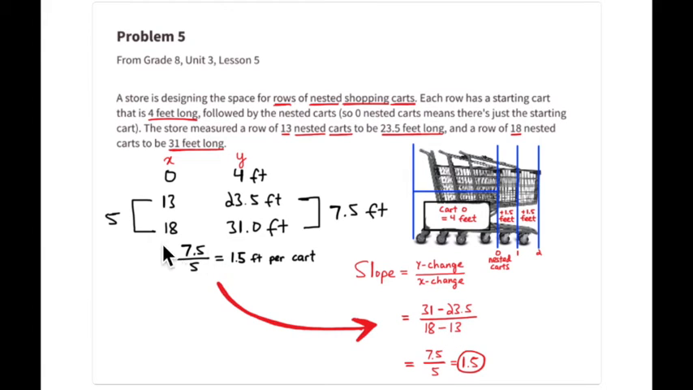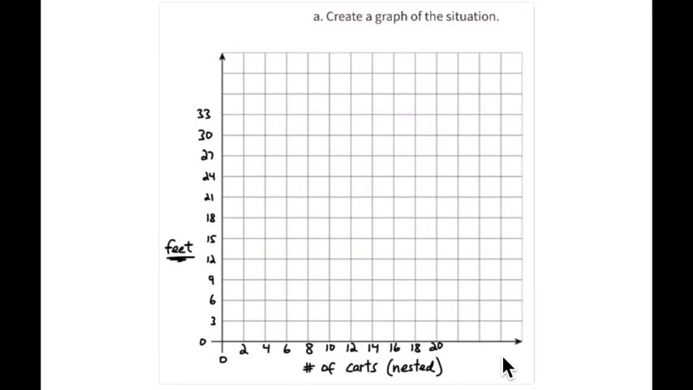So this is just like figuring out the slope. So the change in x is 5, the change in y is 7.5. So 7.5 divided by 5 is 1.5. So 1.5 feet per nested cart. That is the slope to the graph, which is what we're going to look at right now.